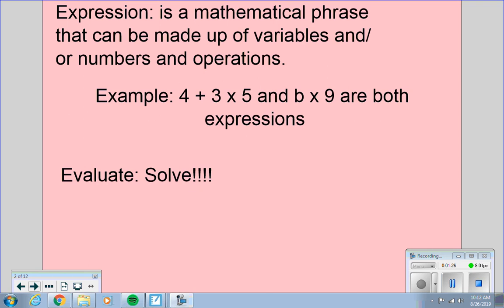Okay, so you're going to see the word evaluate in your instructions or directions for your homework. If it says evaluate, that means you're just going to solve. I can't tell you how many times I have kids come up to me and say, what does evaluate mean? It just means to solve. It's just a fancy word for solve.